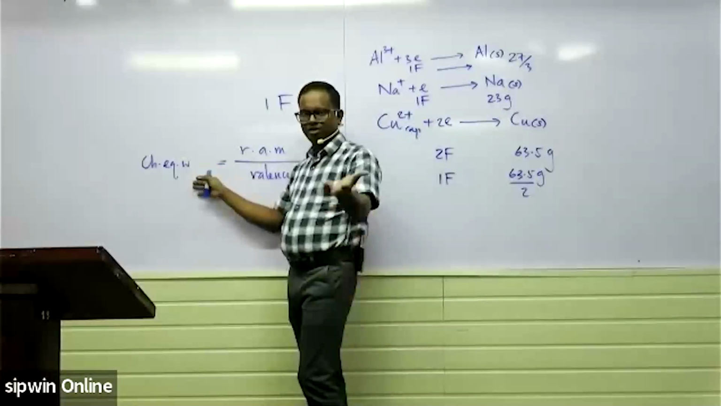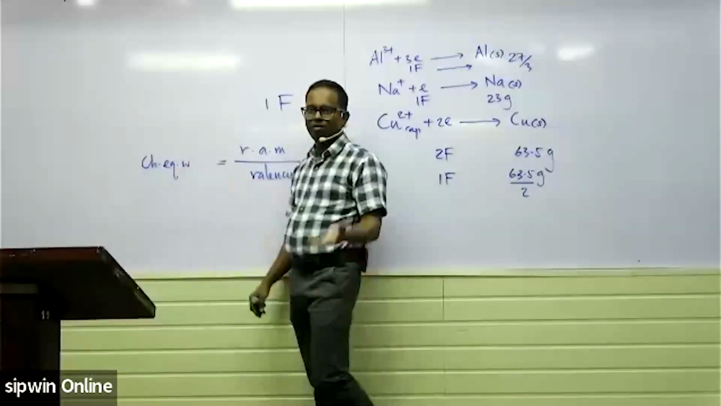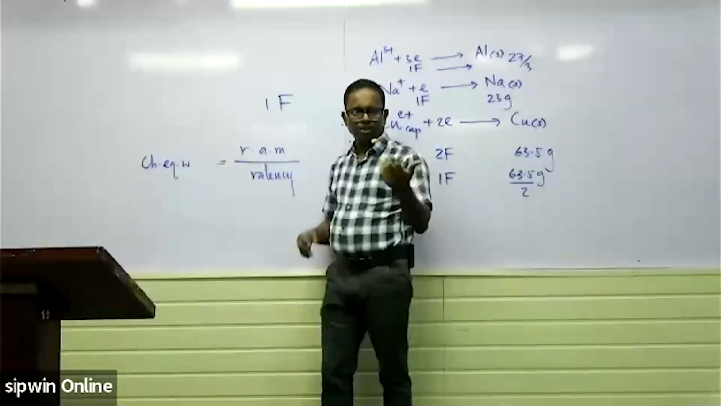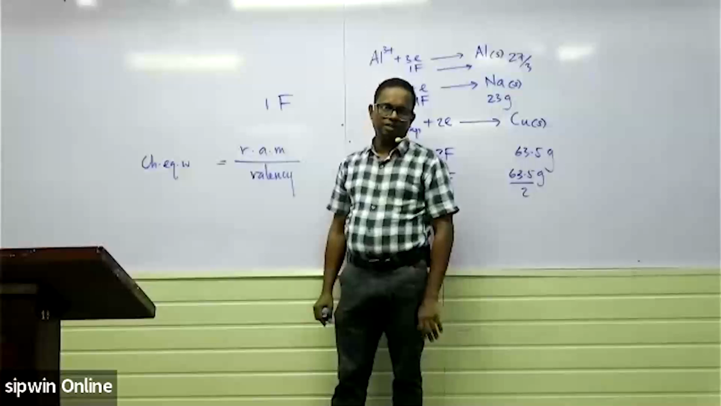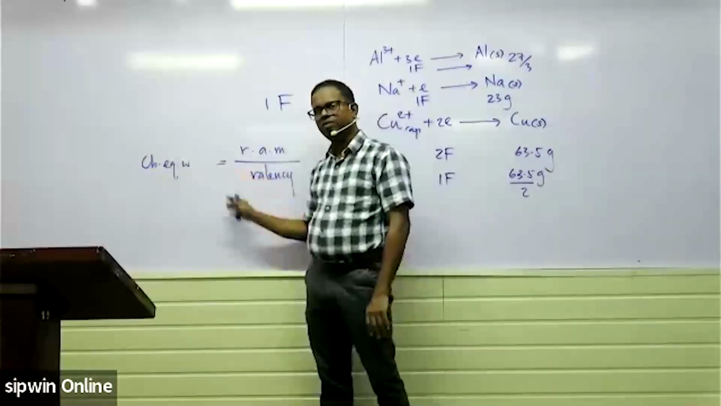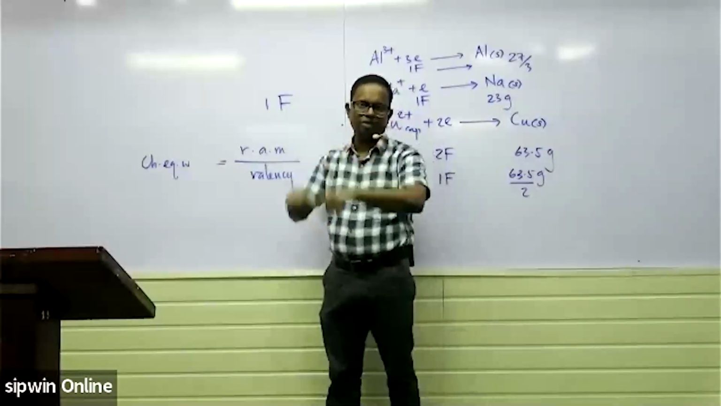They determined the chemical equivalent weights experimentally. Then using experimental methods they decided the valency. Then chemical equivalent weight multiplied by the valency gives the relative atomic mass.